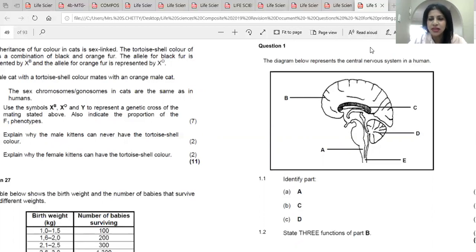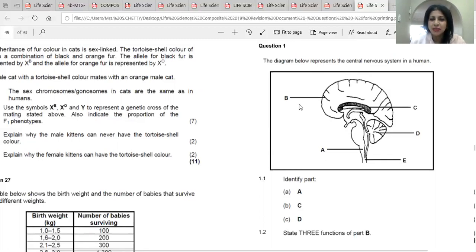Let's start off with the central nervous system, which is made up of the brain and spinal cord. And in this particular question, question 1, it gives you the picture of the brain. Let's go to the various labels here. And there are some naughty ways to remember these labels. You can find your own naughty ways to remember them anyway.